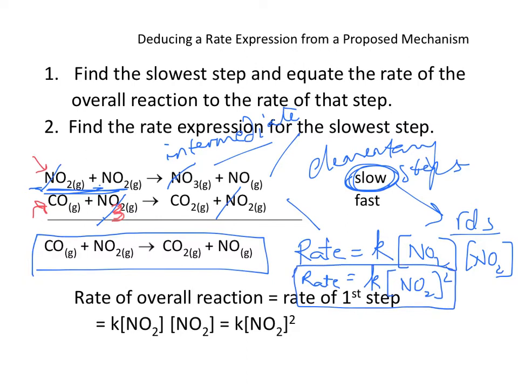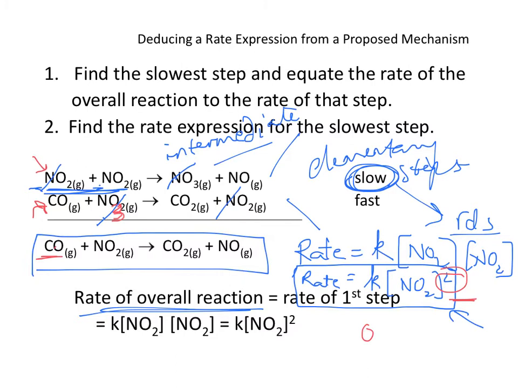What does that tell you? That tells you that the rate of the overall reaction also would be the same as the rate of the RDS. So the two are going to be exactly the same. So if somebody asks you what is the overall order of this reaction, you would say the overall order of this reaction is 2, because the order with respect to NO2 is 2. If somebody asks you what is the order with respect to CO, you would say it's 0, because CO does not feature in the rate expression.